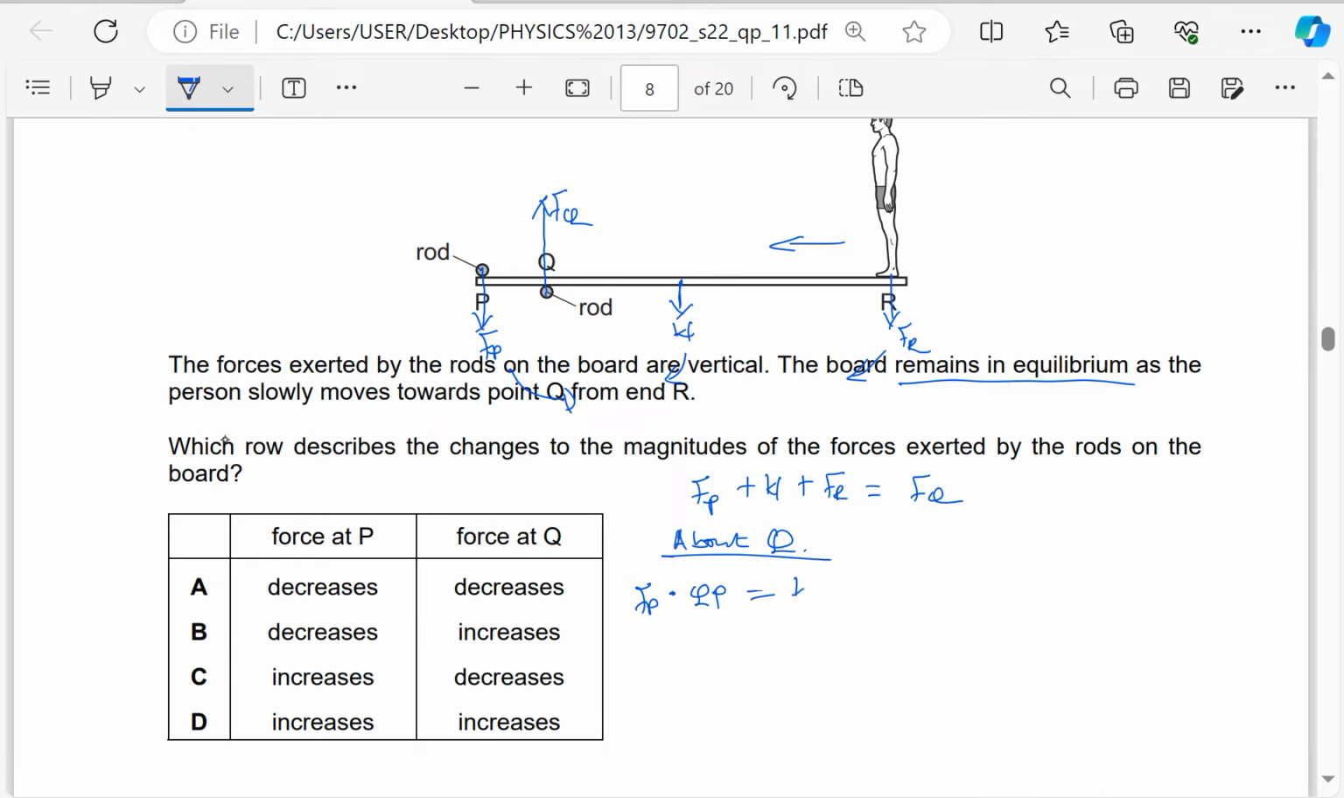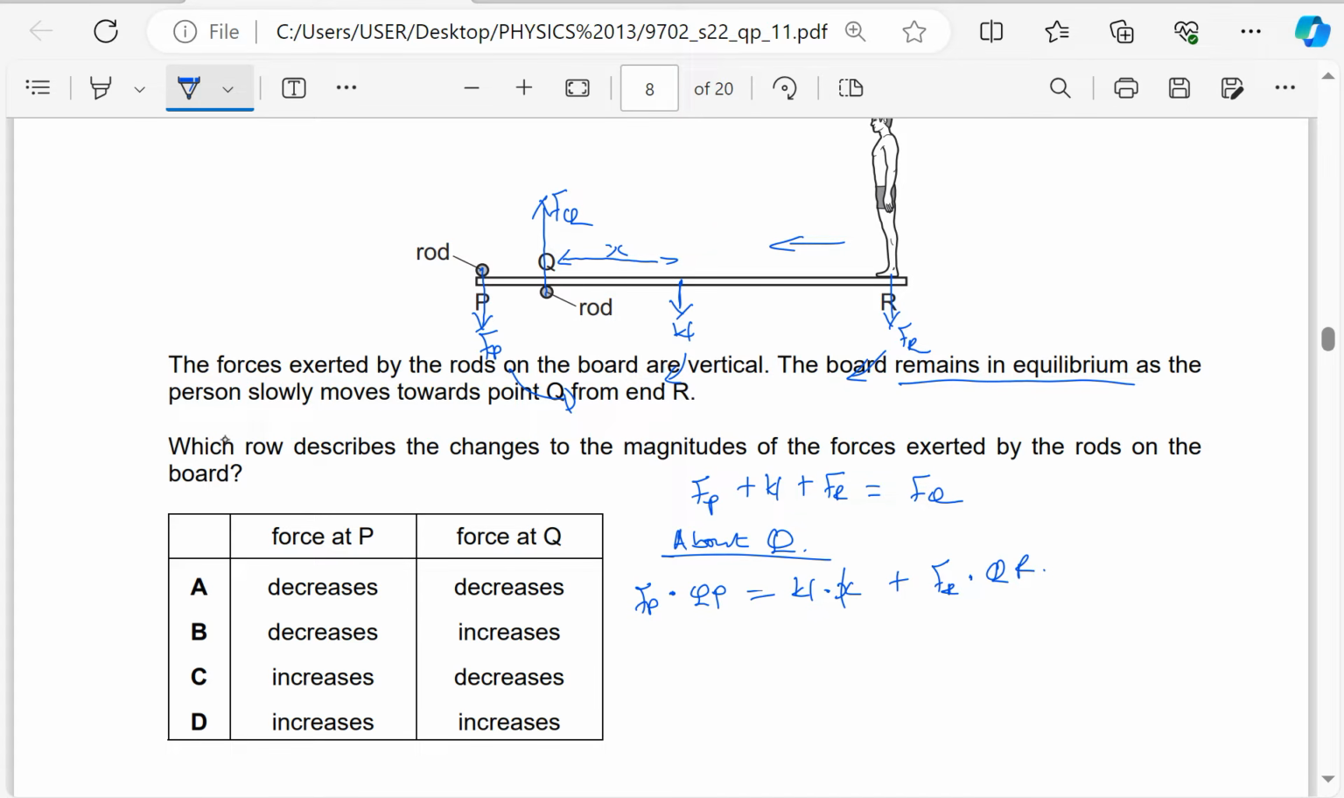So this is going to be W times the perpendicular distance from Q, which is going to be a half. I want this distance here. Let me call it x for now, times x, which is the perpendicular distance, and x is constant. Then plus Fr times the perpendicular distance, which is going to be QR.